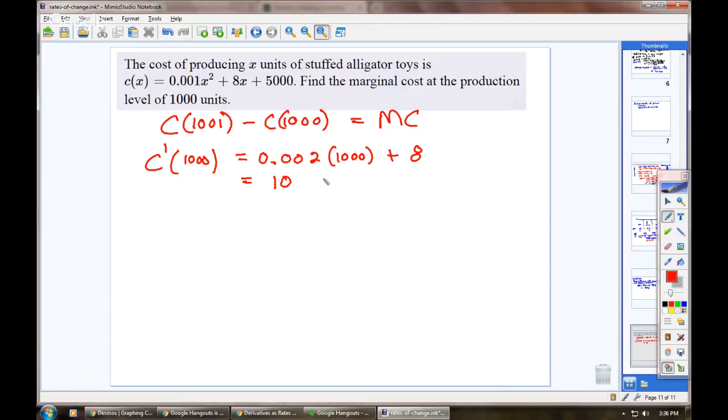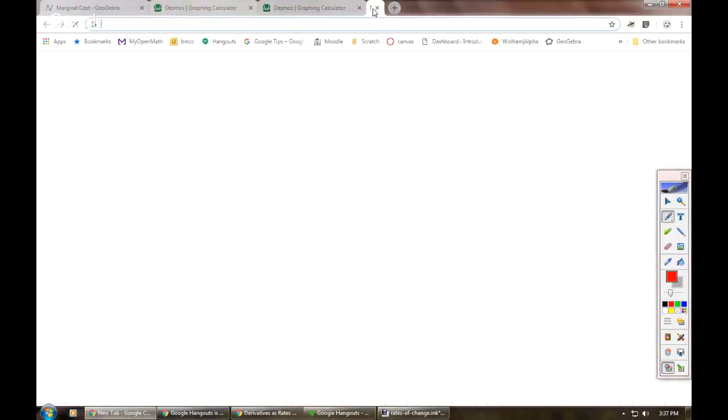And so that's change in cost per, in this case, toy. So $10 per toy is the change in cost at 1,000 units per unit. Double checking the other way, I could plug that formula in to Desmos.